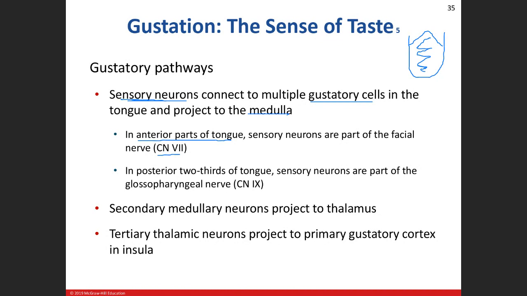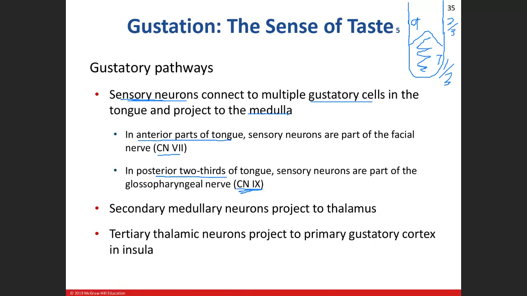Okay, so this will be 7. And then back here will be cranial nerve number 9. Well, that's easy to remember because both of those cranial nerves had a role in salivation. So the posterior 2/3 of the tongue are going to be cranial nerve number 9. My drawing is horrible. I should actually extend the tongue back more. There we go. So 1/3 up front and then 2/3 in the back.